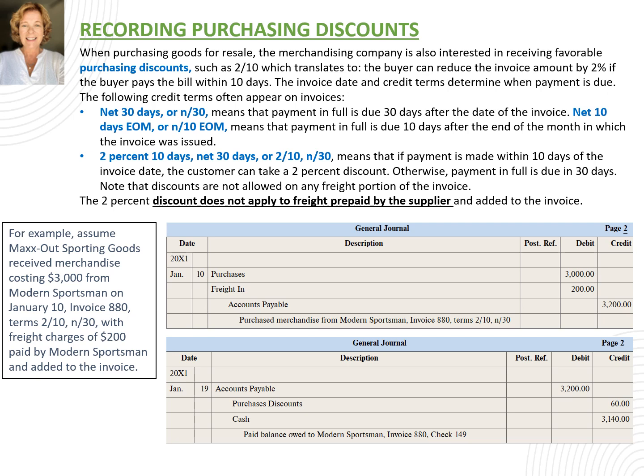Max Out Sporting Goods paid the amount due after deducting the 2% discount on January 19th with check number 150. The amount due is $3,140, which is $3,000 minus 2%, or $2,940, plus the $200 freight, for a total of $3,140. The payment is then recorded by debiting accounts payable for $3,200, crediting purchases discounts for $60, and crediting cash for the payment of $3,140.